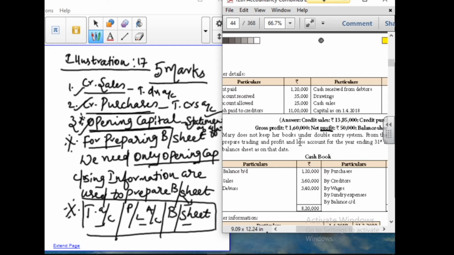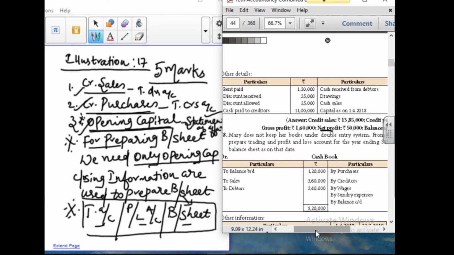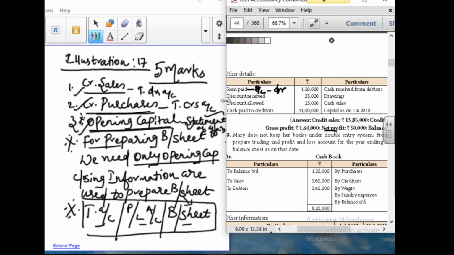Other details, they have given rent paid. Rent paid is used in the profit and loss account under the debit side. Discount received and discount allowed. Discount received, profit and loss account under the credit side. Again discount received will be used in the creditors account and discount allowed in the debtors account. Discount allowed, again profit and loss account under the debit side. Cash paid to creditors, it's nothing but creditors account under the debit side. Cash received from debtors, again will use in the debtors account.